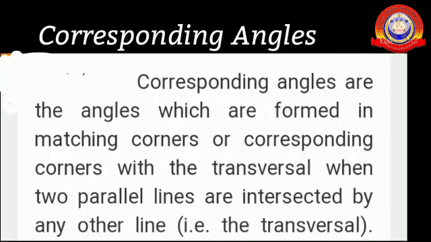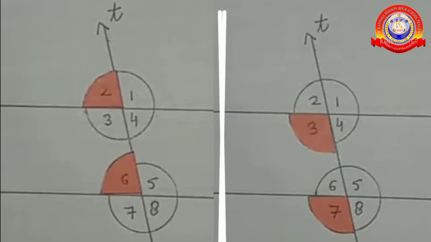So, we can conclude that corresponding angles are the angles which are formed in matching corners or corresponding corners with the transversal when two parallel lines are intersected by any other line. Okay? These are the corresponding angles on the same side of the transversal.